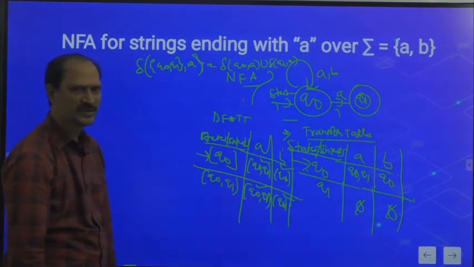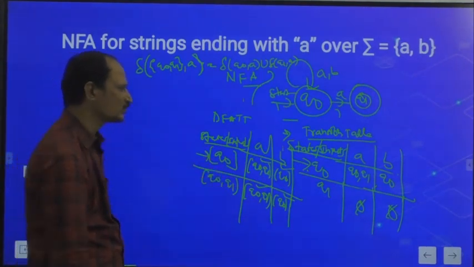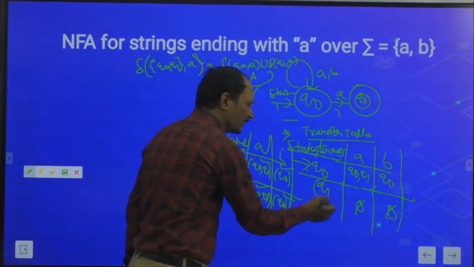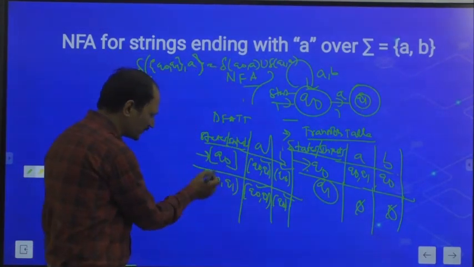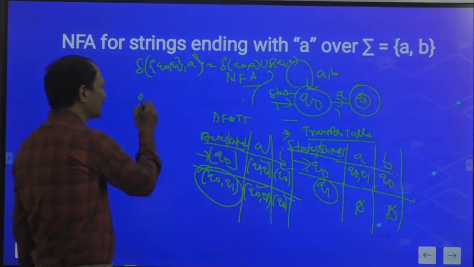What is the third step? You need to identify the final states. So what is the final state in NFA? It's q1, right? Now wherever you see q1, you are going to make it a final state. Now you draw the DFA table, the DFA diagram.